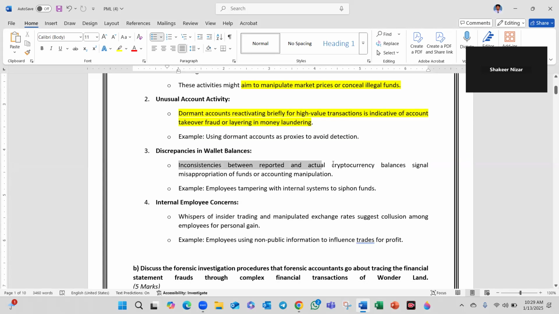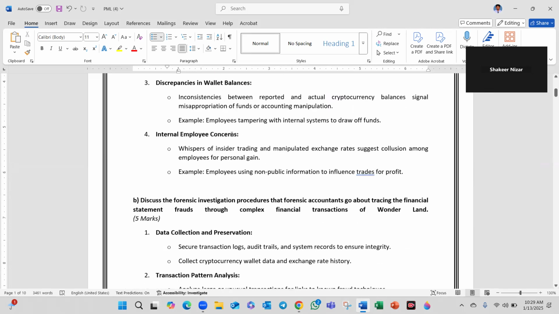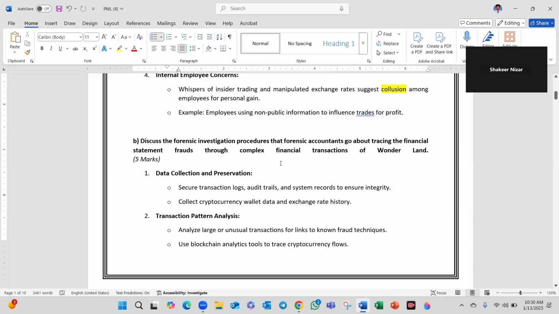Discrepancies, inconsistency between the reported and actual cryptocurrency balances signal misappropriation of funds or accounting manipulation, FS fraud. Employees tampering with internal systems to legitimize the illegal funds, right? Internal employee concerns, whispers of insider trading and manipulated exchange rates suggest a collusion among employees for personal gain. Collusion. People are getting together and engaging in the collusion. People using non-public information to influence trade for profit.